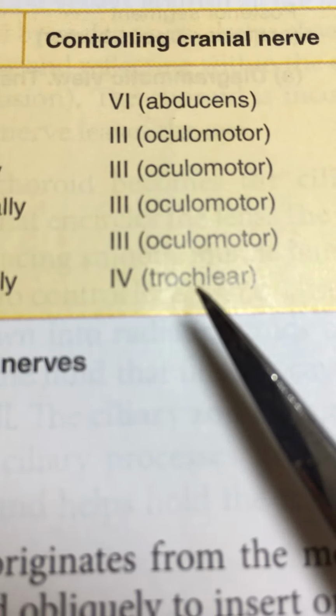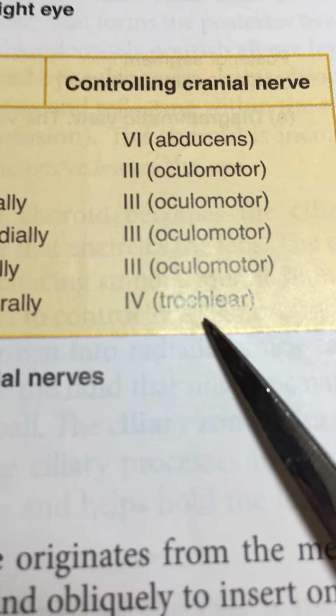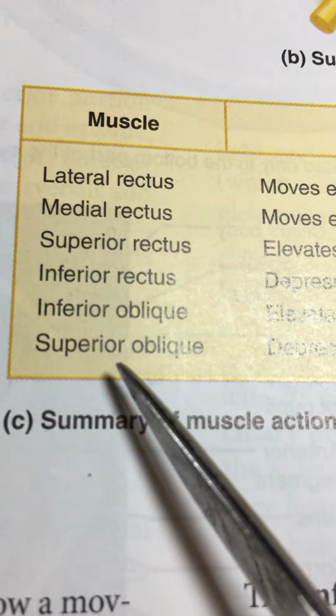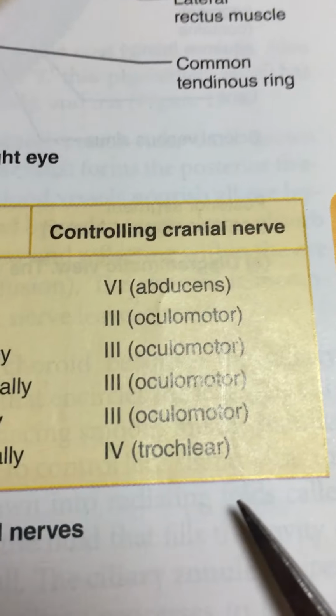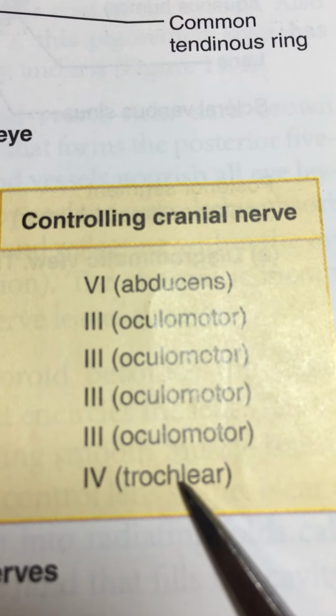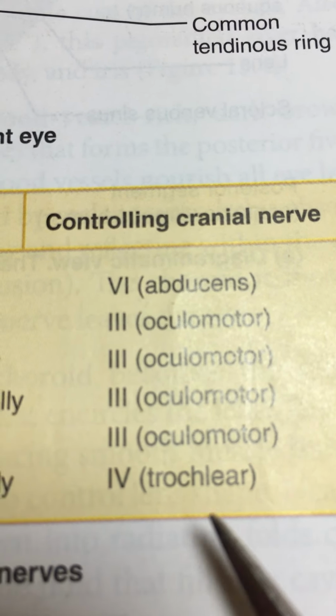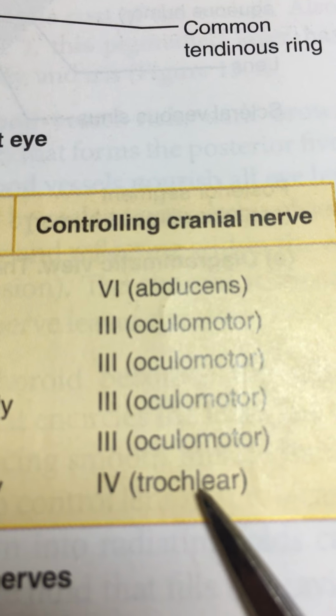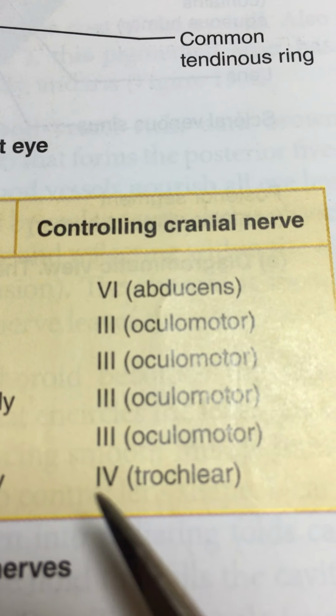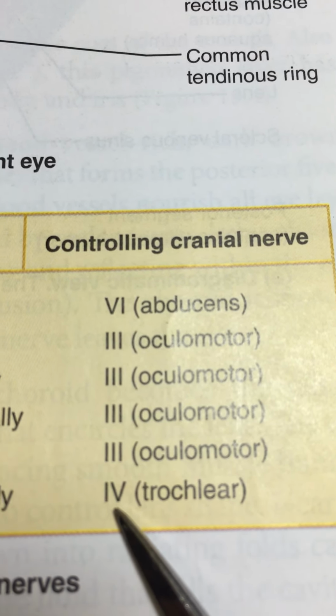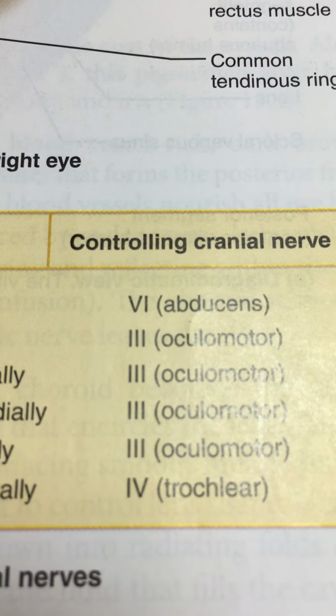Then down and out to the right, we use the trochlear nerve to act upon the superior oblique. So down and out to the right with the trochlear nerve with the right eye, down and out to the left with the left eye is trochlear nerve. And this is number 4. Number 4 and number 6 are the exceptions.